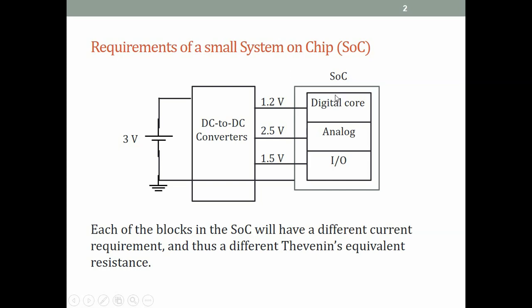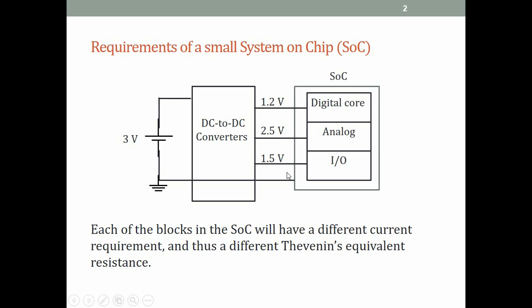In fact, the smartphone will have not only one SoC but other components and devices also. So one has to convert this 3 volts to, in our case, at least 3 different DC voltages: 1.2, 2.5 and 1.5 volts. This is done by a circuit called a DC to DC converter. There are actually 3 DC to DC converters inside this block, each converting from 3 volts to an individual voltage. So there will be 3 converters inside this, one for each of these voltages.